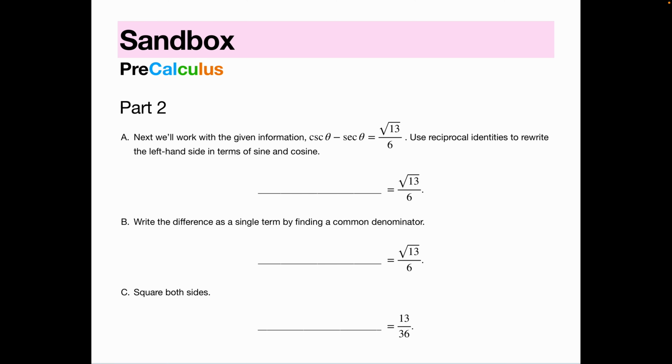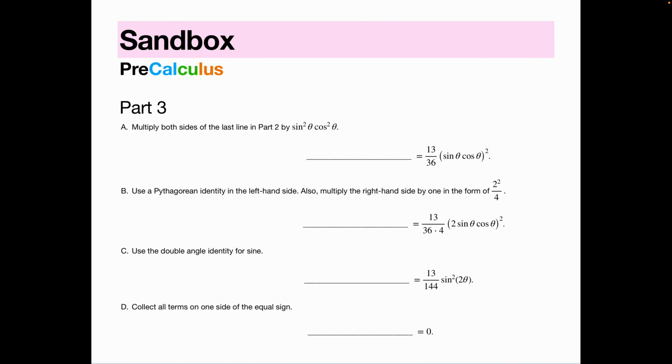Okay, that's part 2. Moving on to part 3. Take the last line that we had in part 2 and multiply both sides by sine squared cosine squared. Sine squared times cosine squared is the same thing as the product of sine and cosine quantity squared. Let's introduce a 2 inside the parentheses. That means that when we apply the power 2 to 2, we're going to get a 4 on the outside. To make sure that we're not changing the value, let's divide by 4 as well.